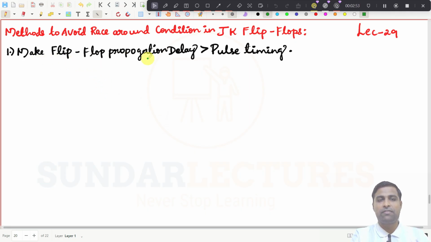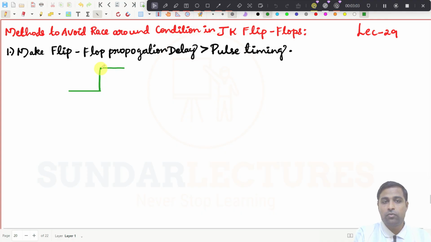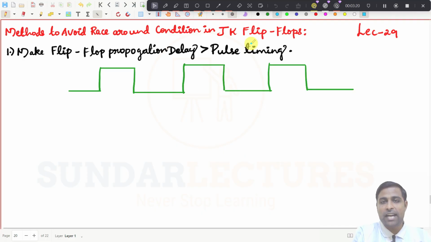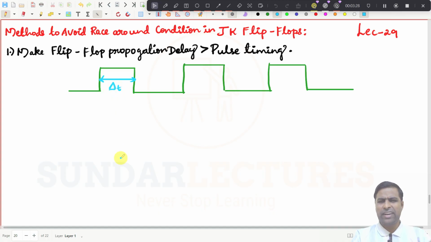For example, the first method is to make the flip-flop propagation delay greater than the pulse timing. You see here, we have a pulse like this. Let me draw this so that you can easily understand. That is why I have not already drawn this one. So you have a timing for this one, and let us take it to be delta t. You may take anything, but I am taking it to be delta t now.